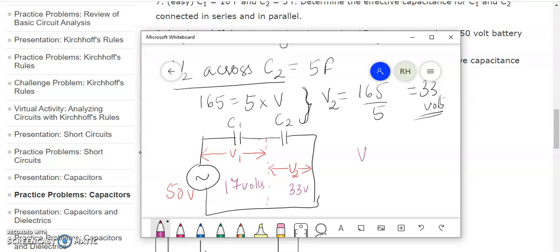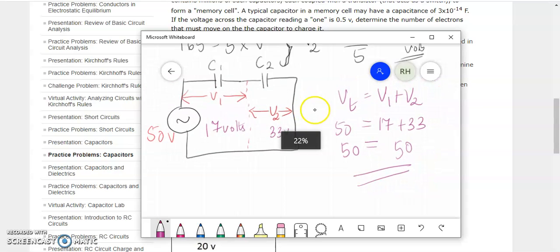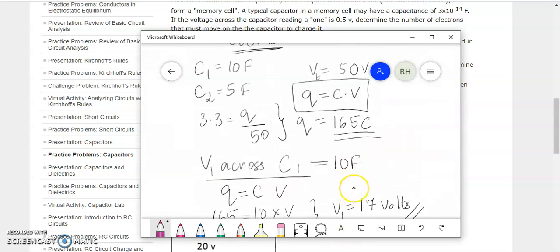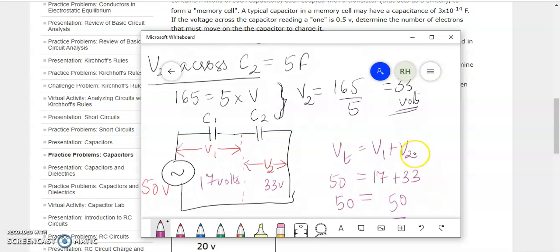So you already know V total is equal to V1 plus V2, which means it's going to be 17 plus 33, so V total is 50. So now you saw that the equation is balanced because V total is equal to the sum of individual voltages across capacitor 1 and then across capacitor 2. So 50 is equal to 50, which means it is right. Now similarly you need to find the same for a parallel connection. So this is for series. Now looking into parallel connection.